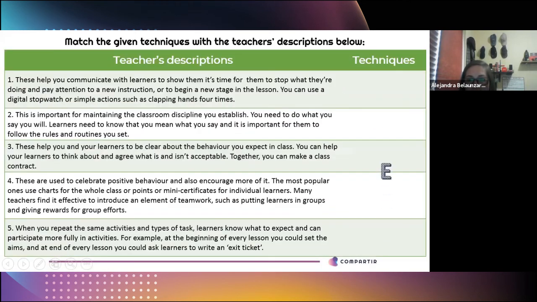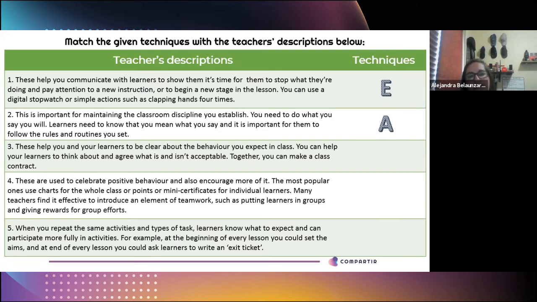And then I have, this is important for maintaining the classroom discipline you establish. You need to do what you say you will. Learners need to know that you mean what you say, and it is important for them to follow the rules and routines you set. We have, yes, letter A. That would be correct, being consistent, okay?